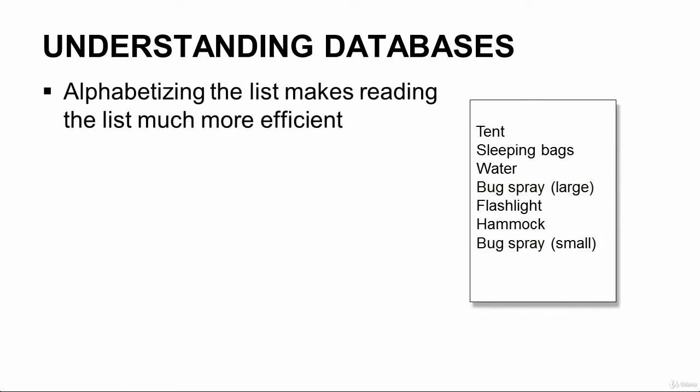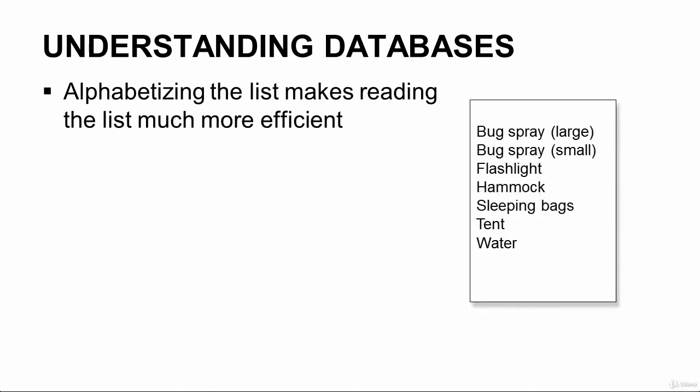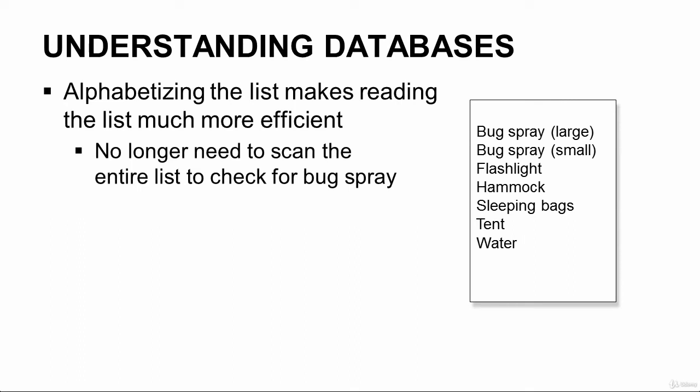If we were to alphabetize the list, that makes reading the list much more efficient, because once I put it in alphabetical order, notice what just happened. I no longer need to scan the entire list to check for bug spray. Notice this list now. Bug spray is right at the top. I see bug spray, the first entry, bug spray, the second entry. And as soon as I see flashlight, this is inferring to me that I'm through with the B's. There's not going to be any other instance of bug spray in this list, and so I can stop reading at that point.